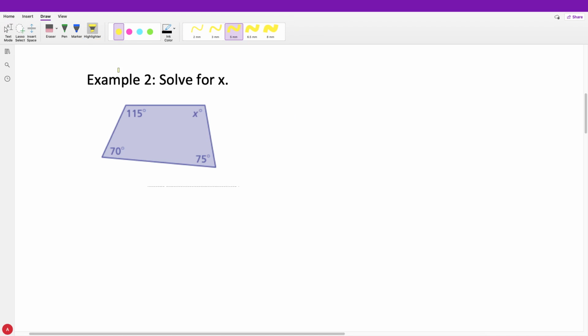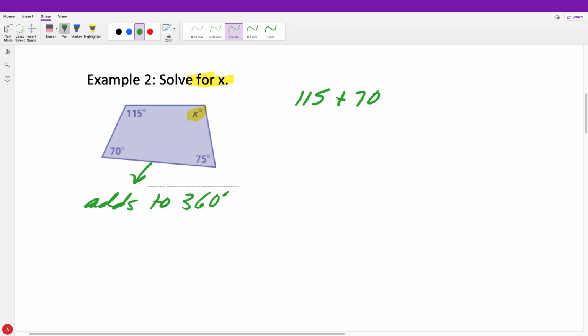All right, so now the question for example 2 says to solve for x. So we look and say, well, where is x and what is x part of? Well, x is an angle of this quadrilateral. So we just learned that a quadrilateral adds to 360 degrees. Just like we did with the triangle, we can add all of our angles together. So 115 plus 70 plus 75 plus x, but now we're setting it equal to 360 degrees because that's what a quadrilateral adds up to.